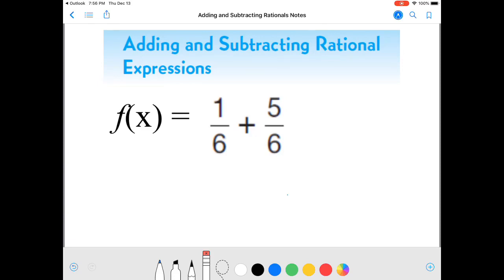So you can see up here on the board that I have two fractions. I have 1/6 plus 5/6. Remember, rational expressions are a lot like fractions, so we're starting with the fractions and working our way up to the more complicated rational expressions. What I want you to think about now is, what do these two fractions have in common?